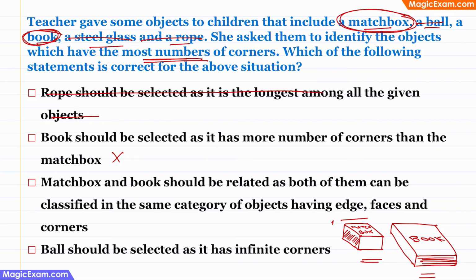Therefore, book and matchbox are very similar. So book does not have more number of corners than a matchbox. Therefore, this option is incorrect.